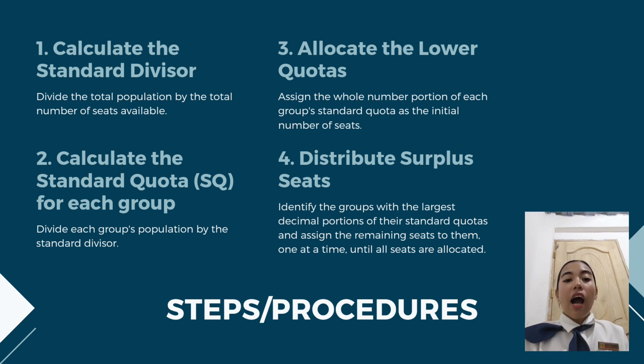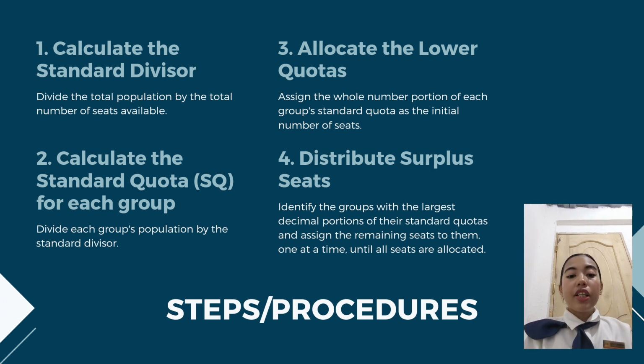Step 3. Allocate the lower quotas. Assign the whole number portion of each group's standard quota as the initial number of seats. Cut off all the decimal parts of all the quotas, but don't forget what the decimals were. Add up the remaining whole numbers. This answer will always be less than or equal to the number of seats.